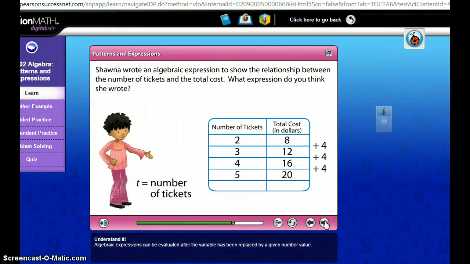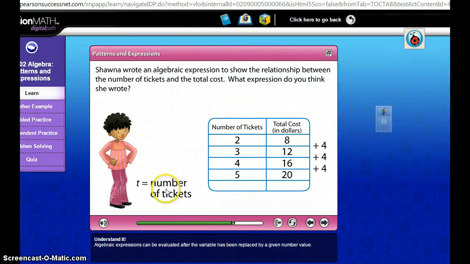Shauna wrote an algebraic expression to show the relationship between the number of tickets and the total cost. What expression do you think she wrote? Now, an algebraic expression between the number of tickets, which is over here, and the total cost. It's kind of like, what type of rule would you use to come up with for the number of tickets and the total cost? Dylan? T plus 4?